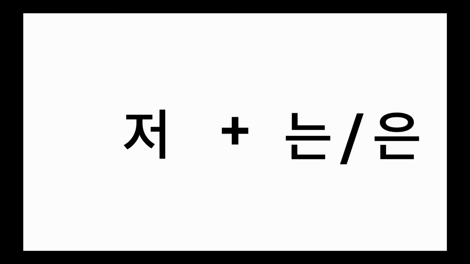And in order to add 저 to a sentence, we need to add the topic particle, which would be 는 and 은. Now, which one are we going to use? How do we know the difference? Well, 는 is used for vowels, and 은 is used for consonants. So if a word ends in a vowel, you will use 는. If a word ends in a consonant, you will use 은. Now, 저, what does 저 end with? Which is a vowel, which means it's going to be 저는. 저는 meaning I, the formal way to say I.